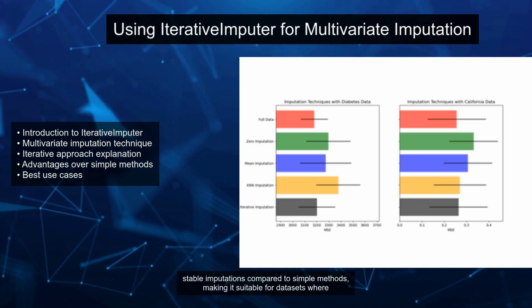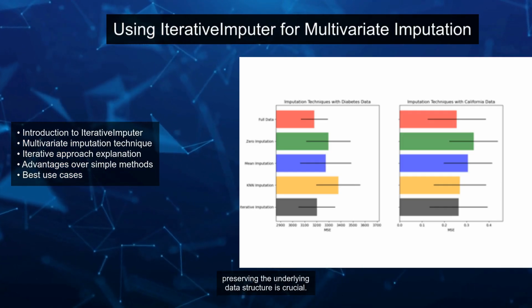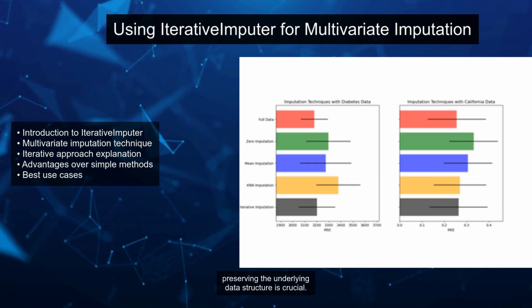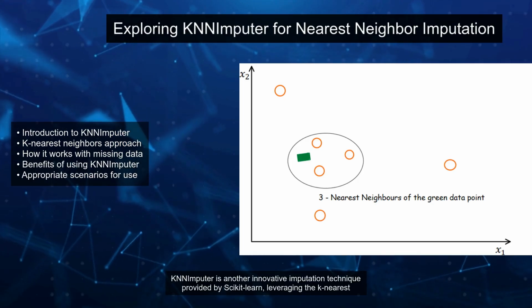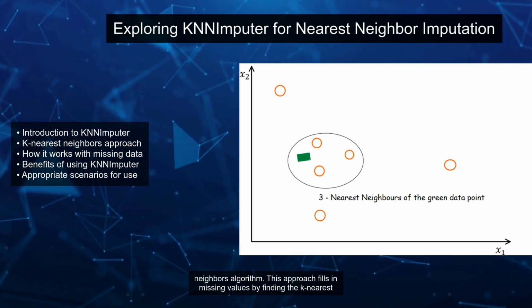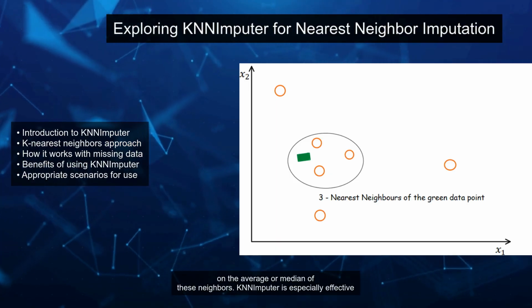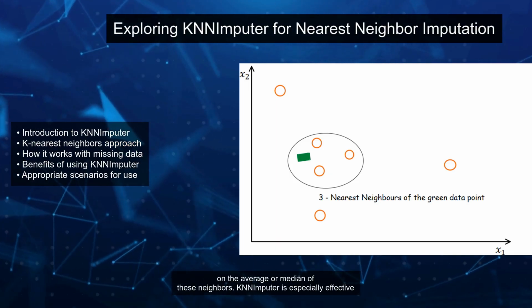It provides more robust and stable imputations compared to simple methods, making it suitable for datasets where preserving the underlying data structure is crucial. KNNImputer is another innovative imputation technique provided by Scikit-learn, leveraging the k-nearest neighbors algorithm. This approach fills in missing values by finding the k-nearest neighbors of the missing data point and imputing the missing value based on the average or median of these neighbors.